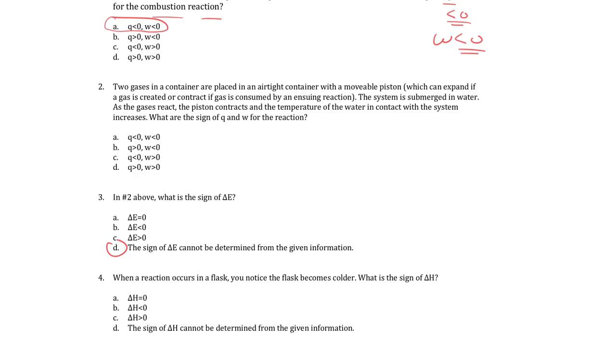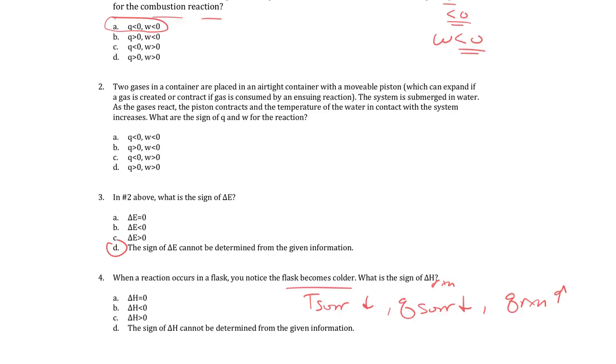So, onto the last question on this page. When a reaction occurs in a flask, you notice the flask becomes colder. What's the sign of delta H? The sign of delta H is for the reaction, the chemical reaction occurring in the flask. The temperature of the flask is the surroundings. So the temperature of the surroundings is dropping, the heat of the surroundings is dropping, and therefore the heat of the reaction had to increase. The reaction absorbed the heat. The reaction took the heat from the surroundings. That's why they became cold.